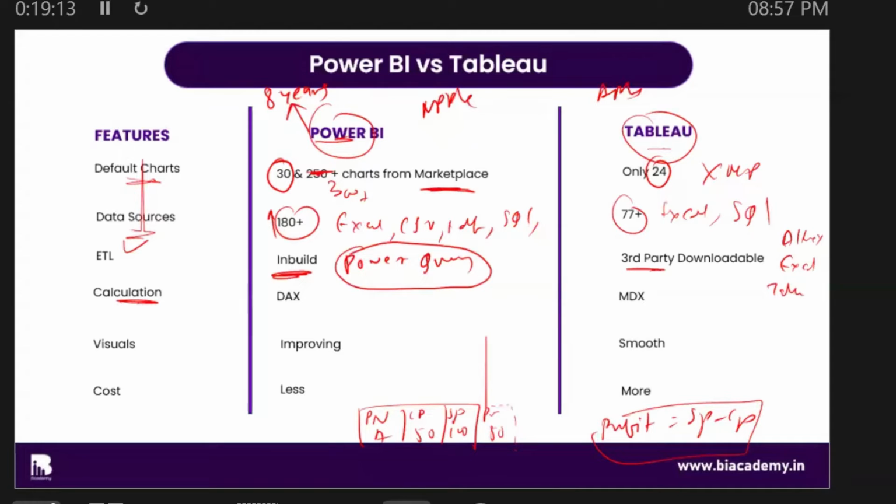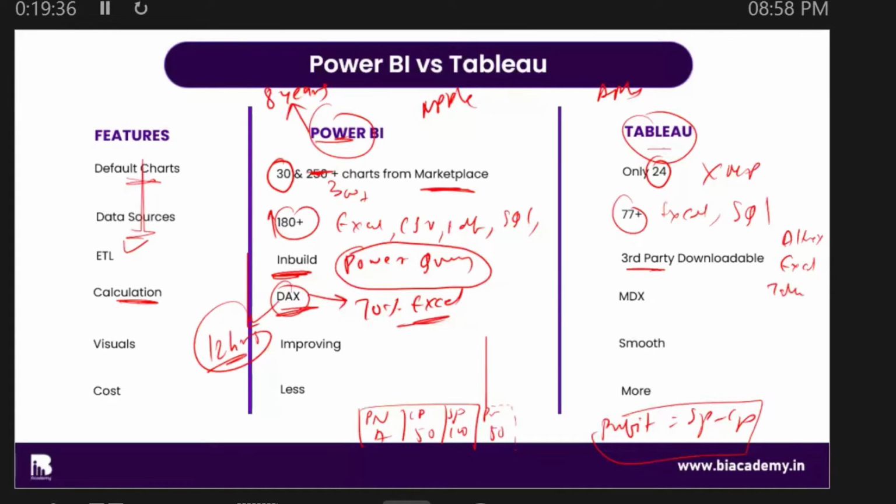So this calculation is called DAX. And we can say 70% of Excel formulas are similar to DAX. So if you have a basic understanding of Excel, if you know basic Excel functions, DAX will be very easy for you. If you don't know Excel formulas, no worries. We'll be discussing DAX in very detail. We'll be spending 12 hours just learning DAX.